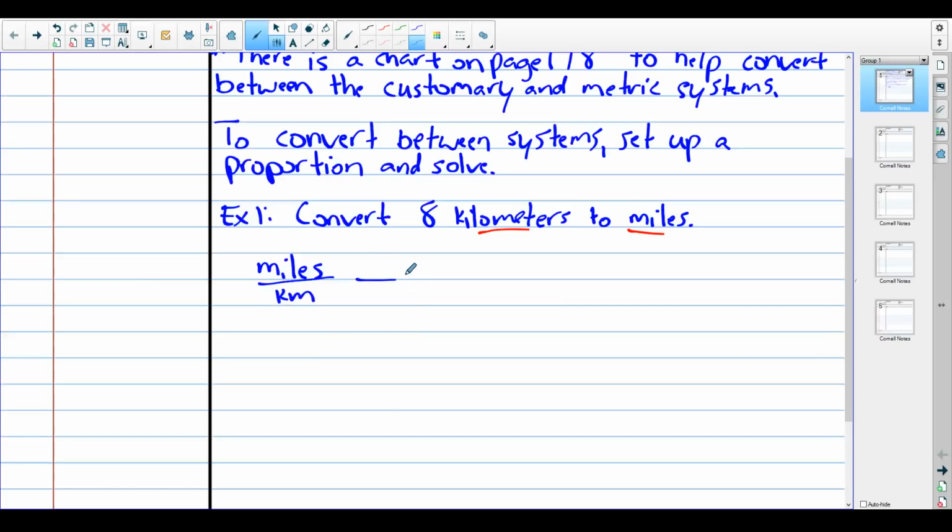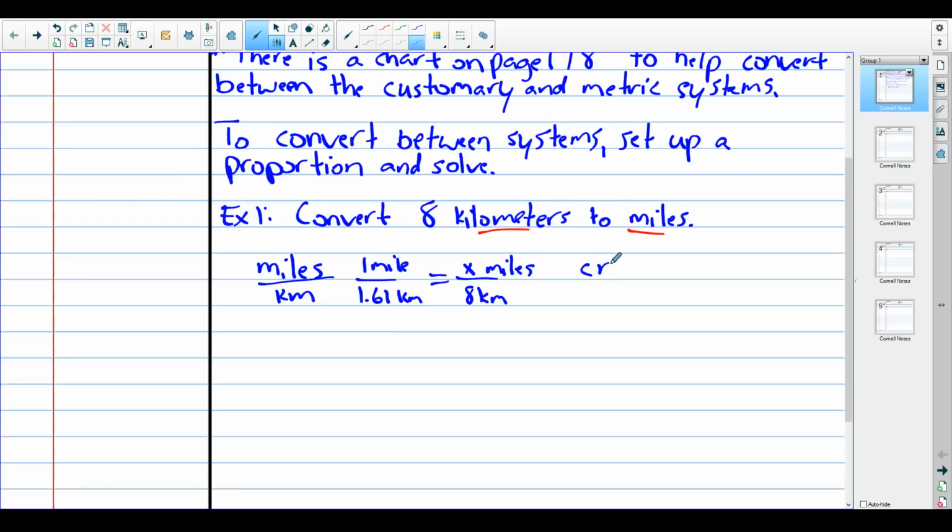Okay, so if we go to our chart, it tells us that every 1 mile is equal to 1.61 kilometers. So that's our given, and that's on the chart. And then we take the numbers we have. 8 kilometers, so 8 would go on the bottom. Miles, we don't know yet, so we can call that X or M, whatever letter we want. And here's our proportion. So now we cross multiply and divide.